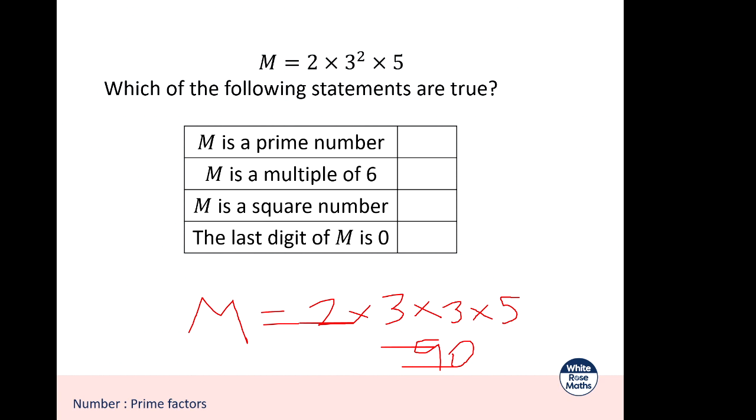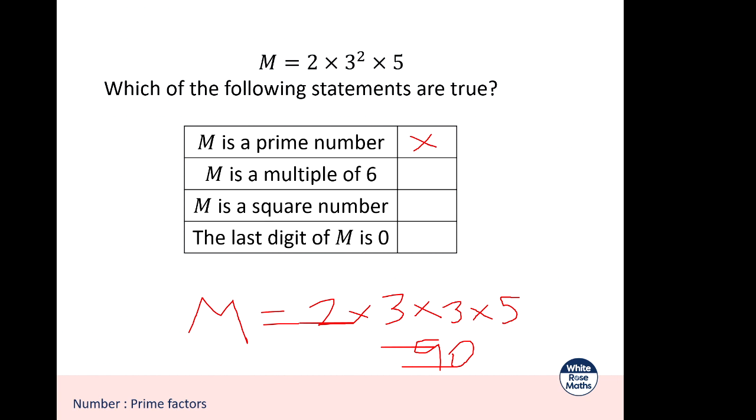So is 90 prime? Well, it's not, because it's even, right? Because it's even, I can halve it, it is divisible by 3 and by 5 and by 10. So it's got multiple factors. Remember, a prime number has exactly 2 factors, one and itself. So M is not prime.